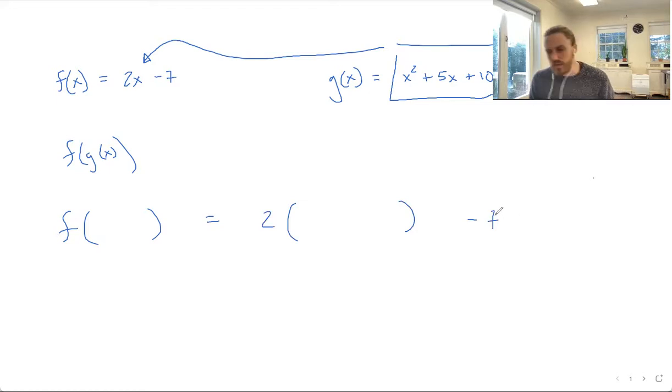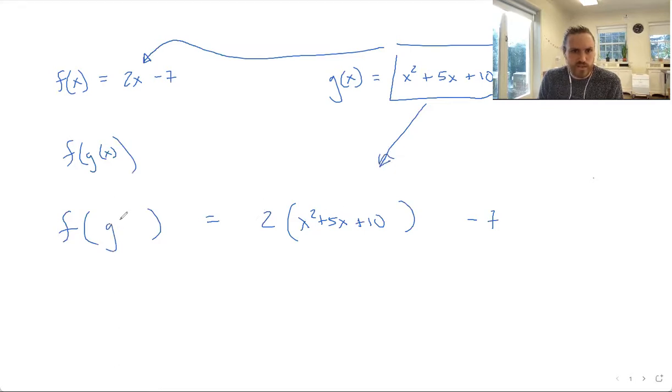Well, instead of plugging in x or a specific number, in this case I now want to plug in g of x. So I'm actually going to plug in x squared plus 5x plus 10. I'm plugging my entire function in here. And since that is the same as g of x, I can write f of g of x is equal to 2 times x squared plus 5x plus 10, minus 7. So I've plugged my entire function in here.